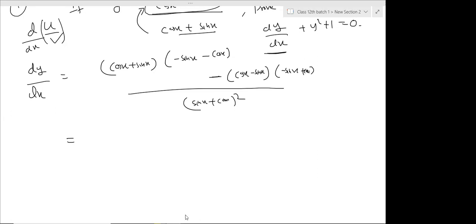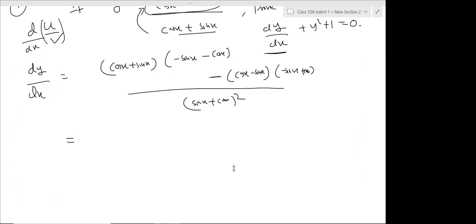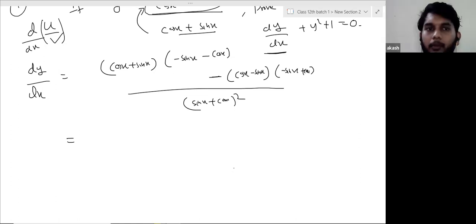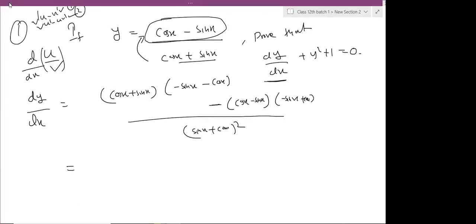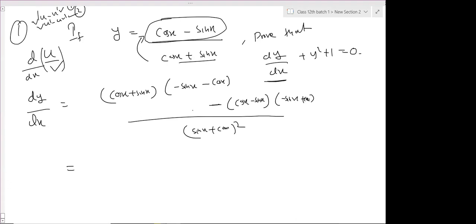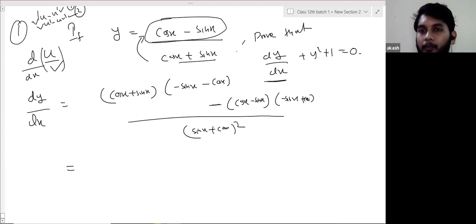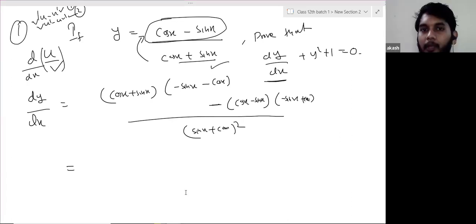Sir, I didn't use this method. I simplified it first and then found dy by dx. Alright, yeah, that's also cool. No issues. I am more of a simplistic guy. Like how did you simplify? Divided by cos x and all. Yes, divide by cos x and find tan x. All right. That you can also do, right, Krishna? Are you seeing that also? Like solving for y.